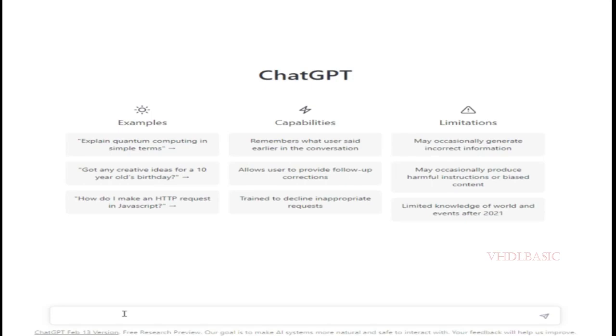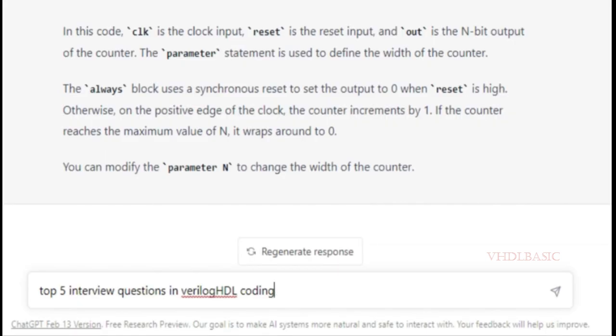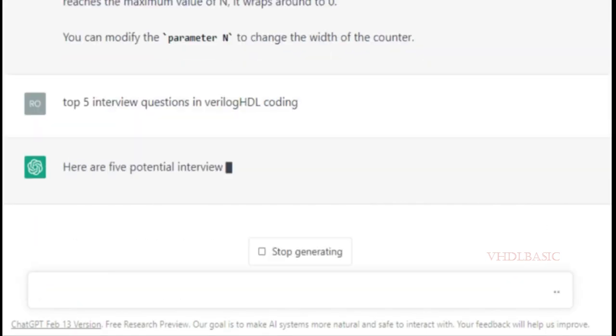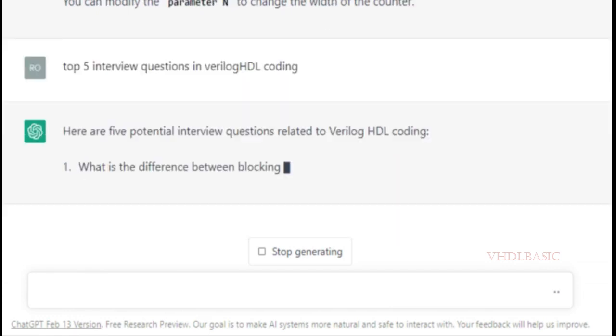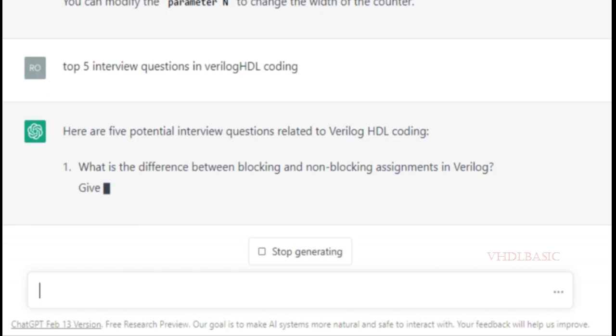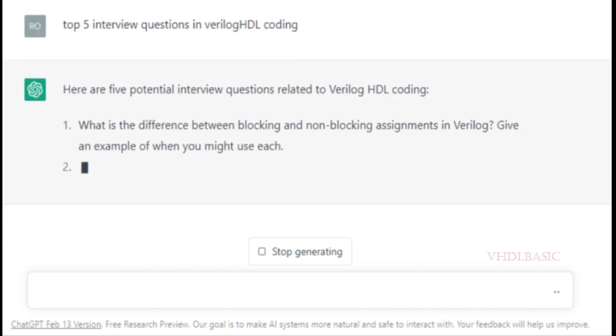In this video, we are going to discuss the top 5 interview questions in Verilog HDL. I am planning to take questions from ChatGPT and then we will discuss each question. So here I am asking for the top 5 interview questions in Verilog HDL. My first question is: what is the difference between blocking and non-blocking in Verilog?